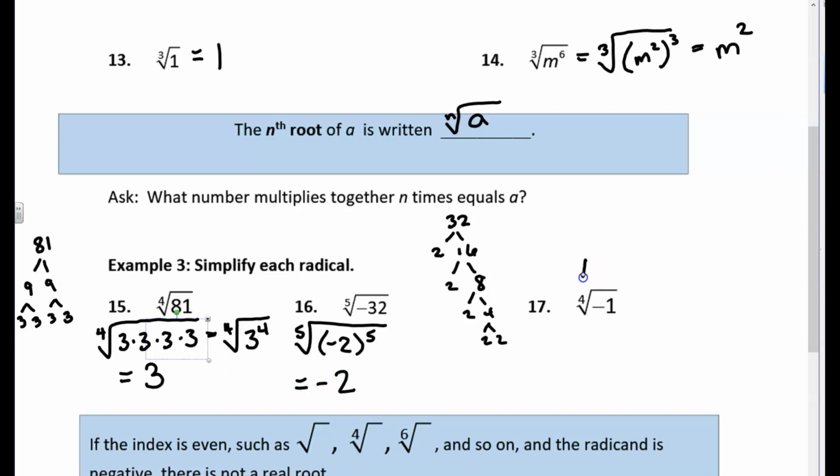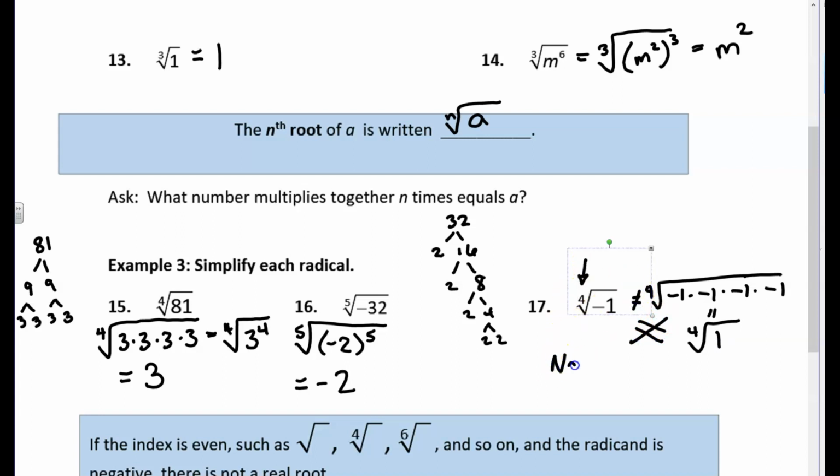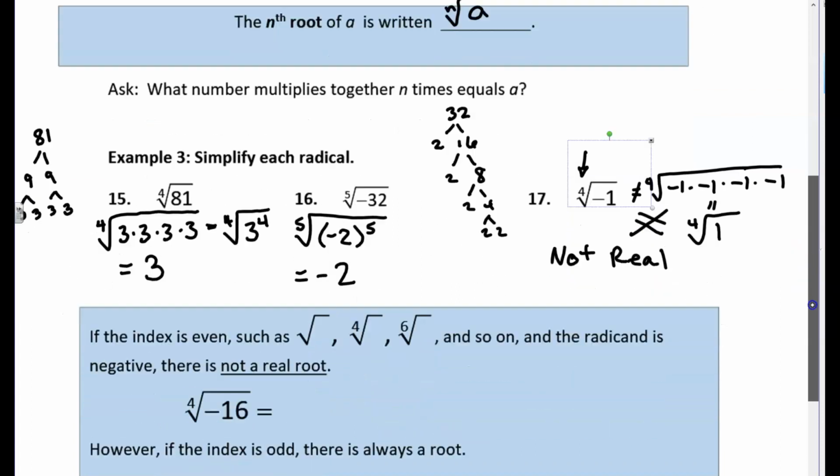Now we have to pause here because that's an even power. And if I did the 4th root of negative 1 times negative 1 times negative 1 times negative 1, well, that's equivalent to the 4th root of 1, which is not equal to what I started with. So actually, this guy is one of our not real situations. So let's take a look at that.